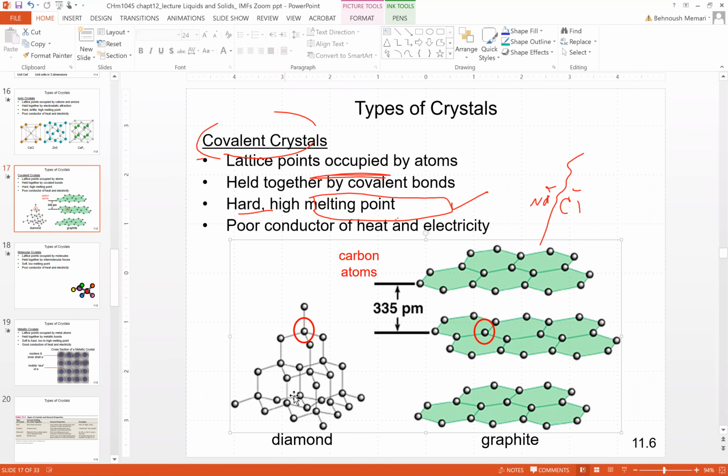The melting point for covalent crystals is very high as well. So it's not ionic, but it's very specific. Like you have diamond, quartz, and silicon dioxide, like sand. They have a very high melting point.